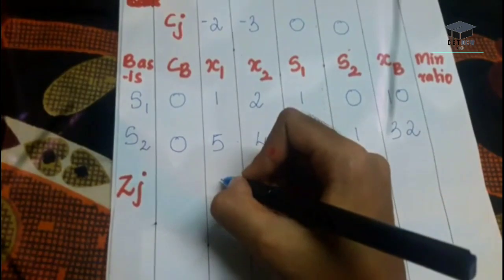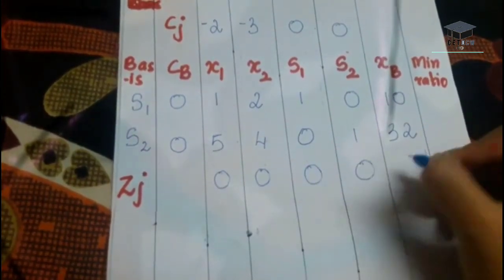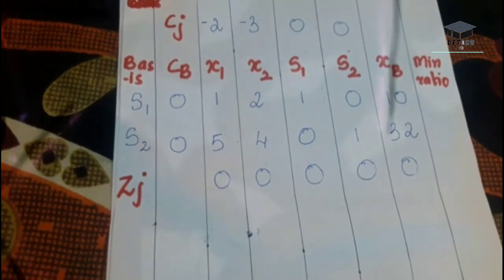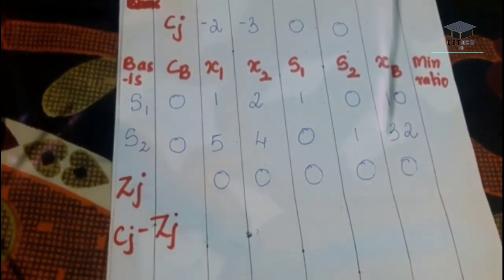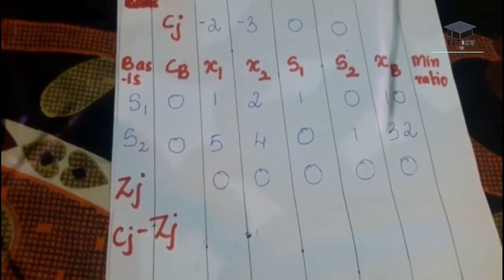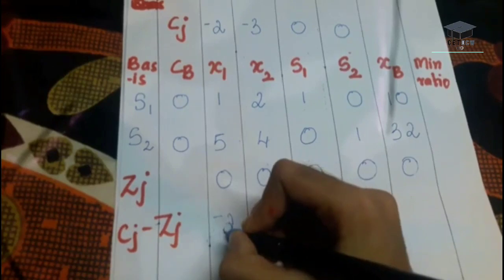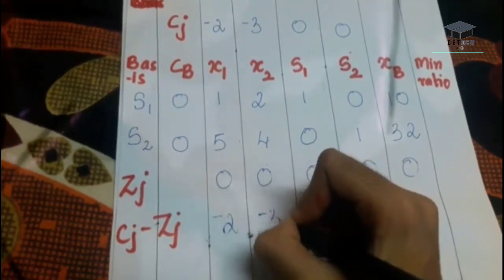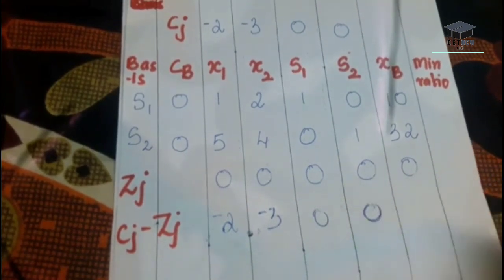Then let's find the Zj value, that is 0 into 1 plus 0 into 5, then 0 into 2 plus 0 into 4, etc. Then the Cj minus Zj value. Minus 2 minus 0 is minus 2, minus 3 minus 0 is minus 3. Then the rest would be 0 itself.